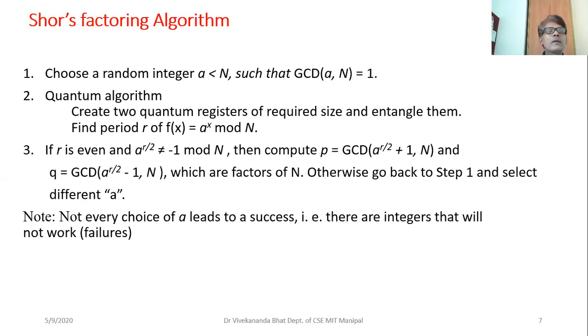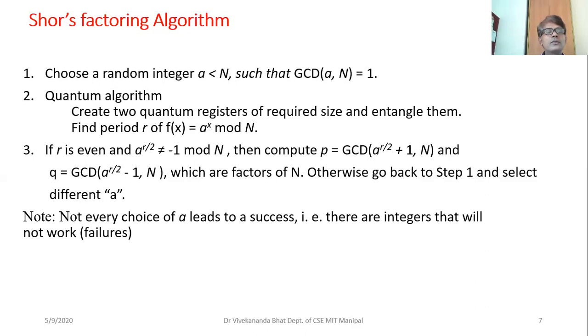The quantum part of the algorithm is in the second step. Create two quantum registers of required size and entangle them. Find the period r of f of x equals a to the power of x mod n, the period that we have defined in the previous slide. If r is even and a to the power of r by 2 is not congruent to minus 1 mod n, then compute p that is equal to GCD of a to the power of r by 2 plus 1 comma n and GCD of a to the power of r by 2 minus 1 comma n, which are the factors of n. Otherwise, go back to step 1 and select a different a.